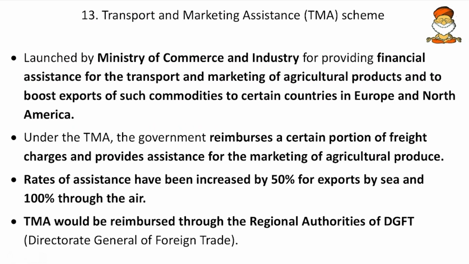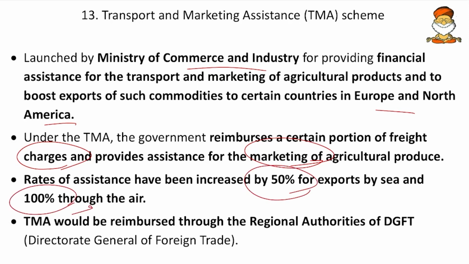Then come to the next, the Transport and Marketing Assistance Scheme. This scheme was launched by the Ministry of Commerce and Industry for providing financial assistance for the transport and marketing of agriculture products and to boost exports of such commodities to certain countries in Europe and North America. So mainly the transportation and marketing of agri products. That is the aim of the scheme. Under the TMA, the government reimburses a certain portion of freight charges, that means the transportation charges, and provides assistance for marketing of agriculture. And here the rates of assistance have been increased by 50% for exports by sea and 100% through air.